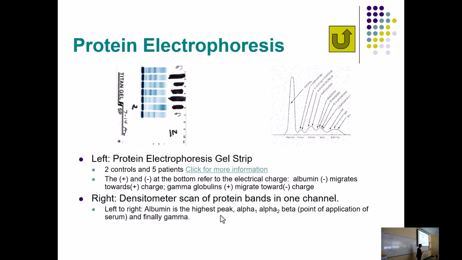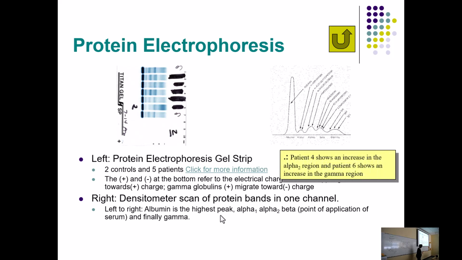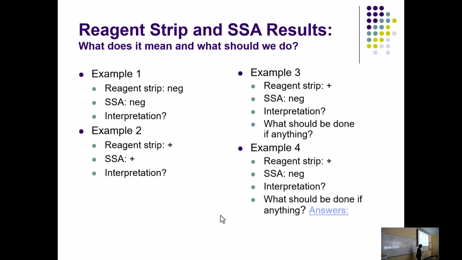So here's one of those gels. You've got your graph there. As I said, I'm not going to spend much time on that because we've spent a lot of time on it before. So we have a couple of examples here: reagent strip and SSA results. What do they mean and what should we do?